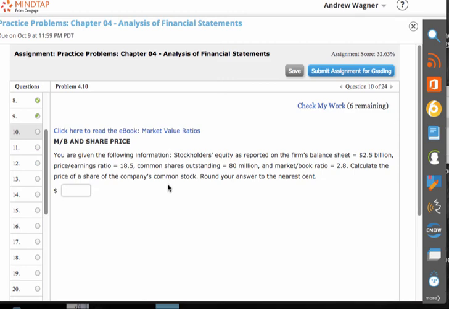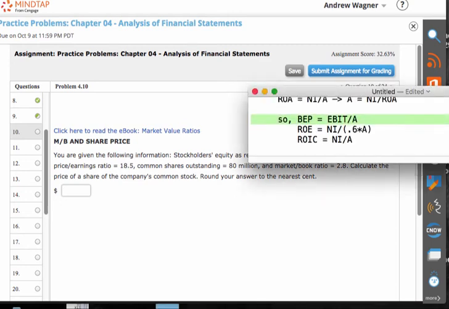All right, next we're given the following information. Stock equity on the balance sheet is 2.5 billion. PE ratio is 18.5. Shares outstanding is 80 million. Market to book ratio is 2.8. Calculate the price of the company's stock.